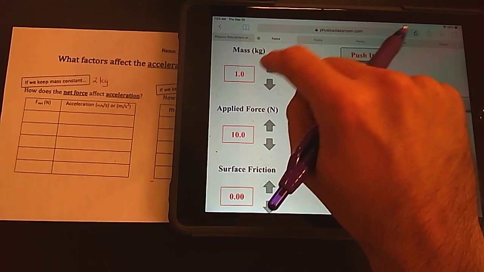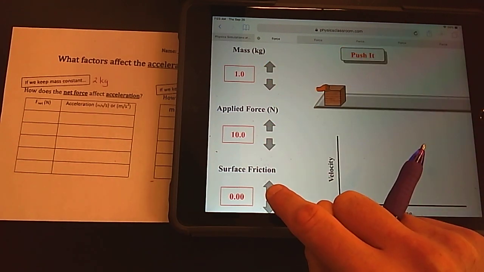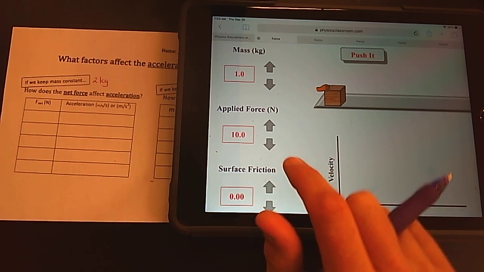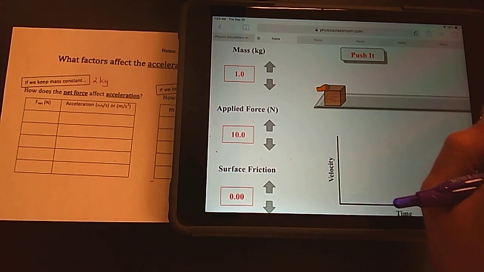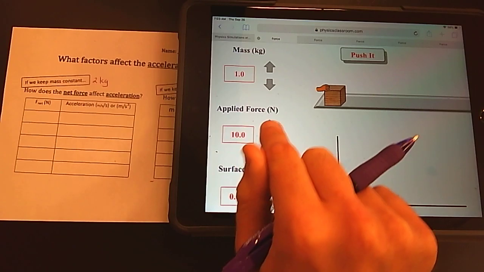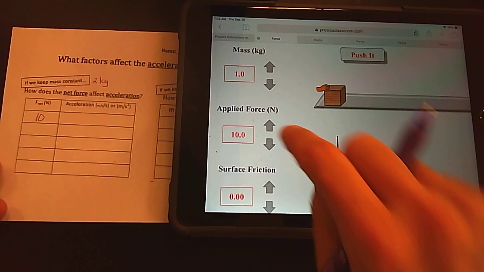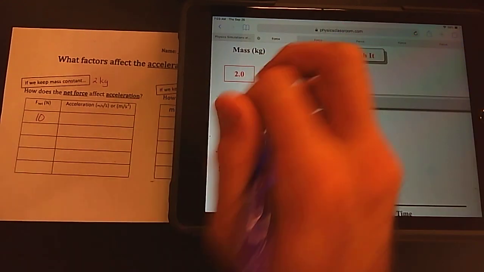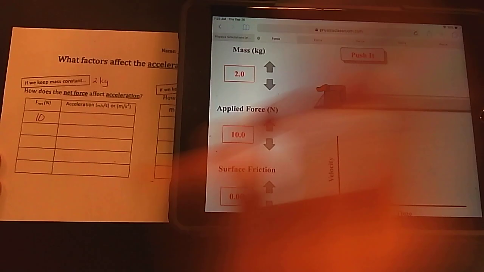So in this simulation, notice I could change the mass, the acceleration, and the surface friction. I'm going to keep friction 0 just to make things simple. All right, so since my applied force is my only force, that's also going to be my net force going horizontally. Right? So I'm going to start off at 10 newtons, and then remember I need to make sure that my mass is set to 2 kilograms constant there.